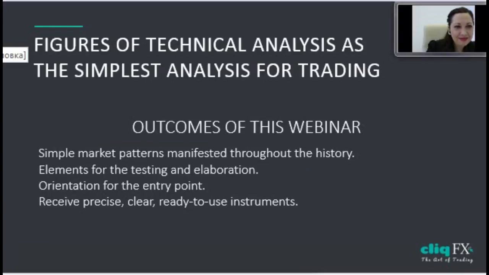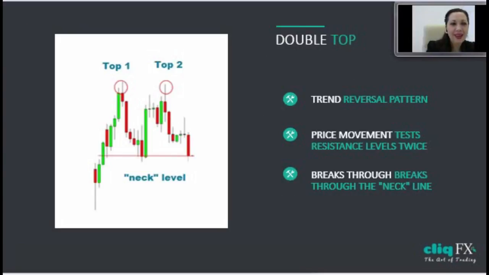For example, figure number 1 is double top and double bottom. Let's talk about double top. You can see that the market is forming a double top, and one can be higher, one can be lower. It doesn't matter. It doesn't mean that they must be on the same level. The price was trying to break through these maximums, but it couldn't make it, so it comes back to the so-called neck level.